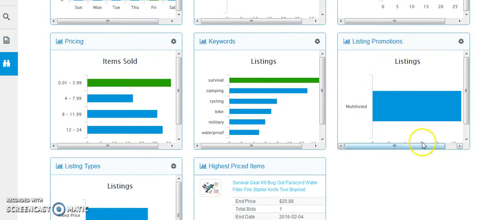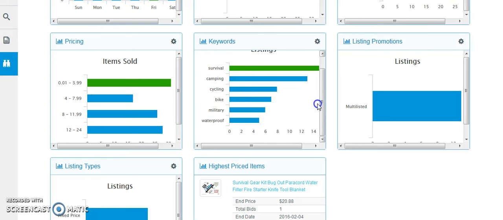One of the most important pieces of info here is the keywords. So here's the keywords that most of his items have in them that are selling. And here's also the keywords that most people who are buying these items are searching for. So we have keywords like survival, camping, cycling, bike, military, and waterproof. Those are kind of all to be expected.